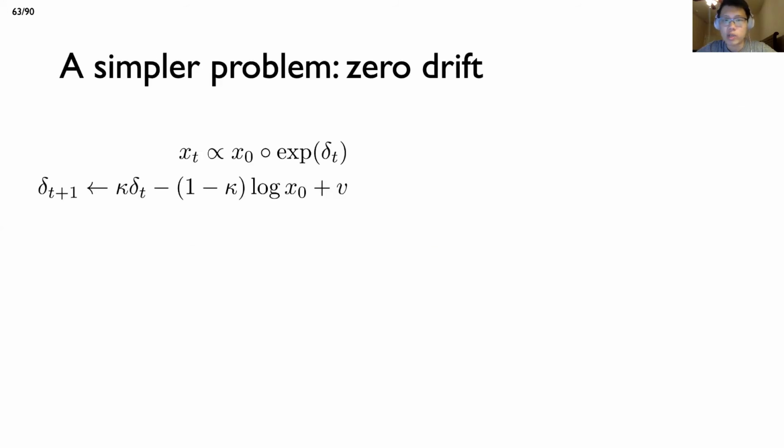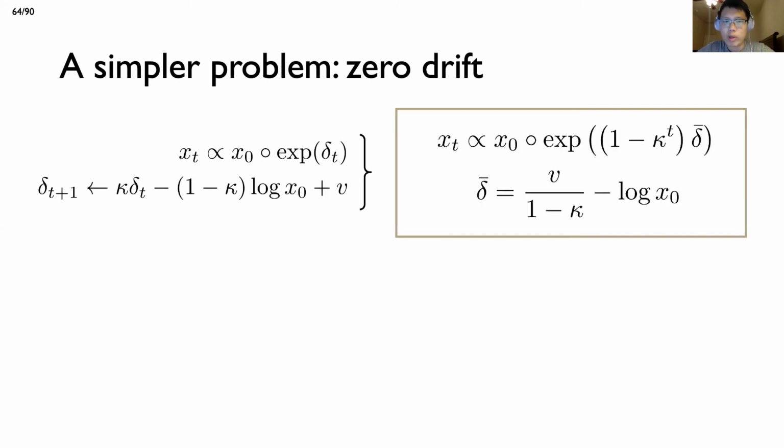For starters, we're going to solve this problem in the easier case, when the drift term is uniformly 0. In this case, we define a vector delta_t, so that x_t is proportional to x0 times exp of delta_t. The recursion on delta_t is delta_{t+1} equals kappa delta_t plus a fixed vector. We can rewrite this recursion in a much easier way. For some fixed vector bar delta, it's not hard to see that x_t is proportional to x0 times exp of some multiple of bar delta, where the multiple only depends on kappa and t.